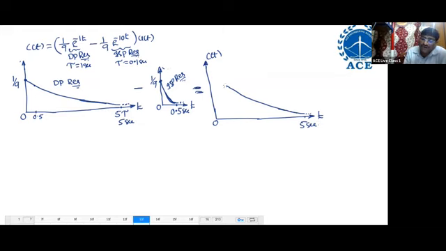Now come to 0 to 0.5 seconds. What happened here? 1 by 9 minus 1 by 9 at t equal to 0 becomes 0. Now what happened? Of this duration only we have to draw.